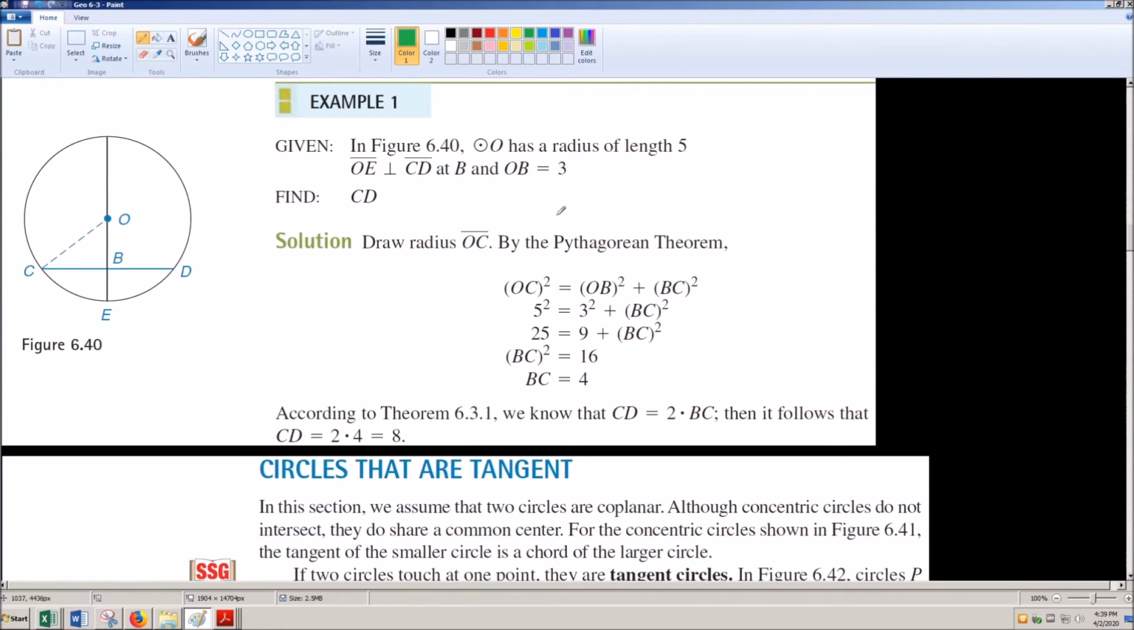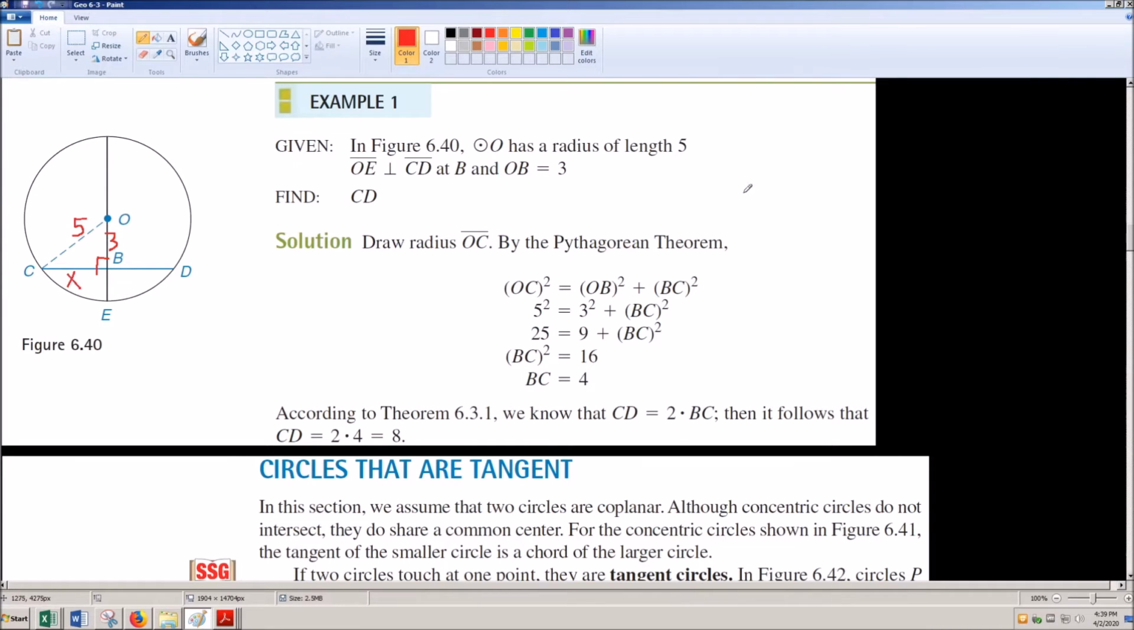Looking at example 1 here, take a peek at this. Here we have a circle O, and we've got a radius of length 5. Just draw that in here. We have OE perpendicular to CD. So I'm going to draw in my right angle, and I'm also told that OB is 3. So if this chunk is 3, this chunk is 5, and this is unknown, I'm going to call this X, and this looks like just a simple, straightforward right triangle problem.